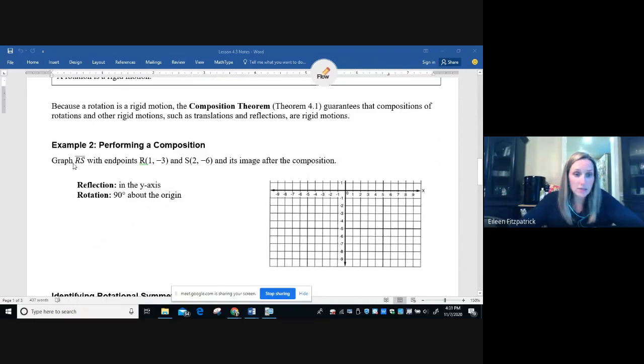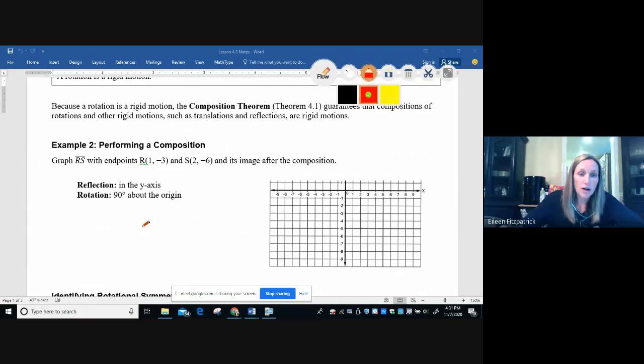It says graph segment RS with endpoints R and S given, and its image after the composition, okay? So we have two different transformations to perform. All right, so we're going to graph R at 1, -3. This is R. And then we'll label S at 2, -6. This is S. We're going to connect them. There's segment RS. All right. And we first want to reflect it in the y-axis.